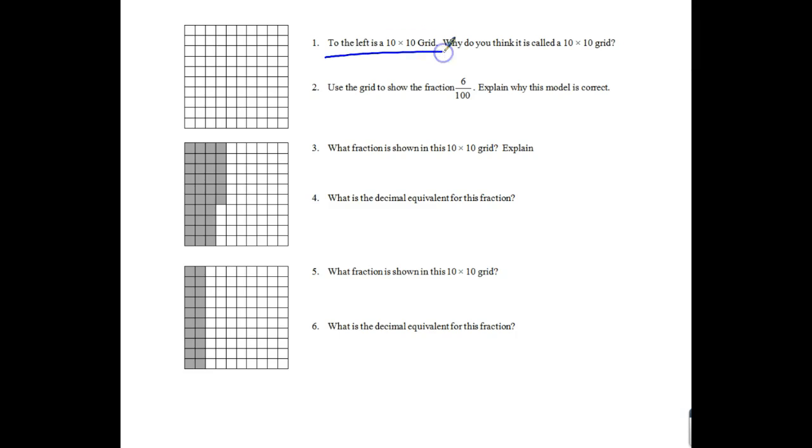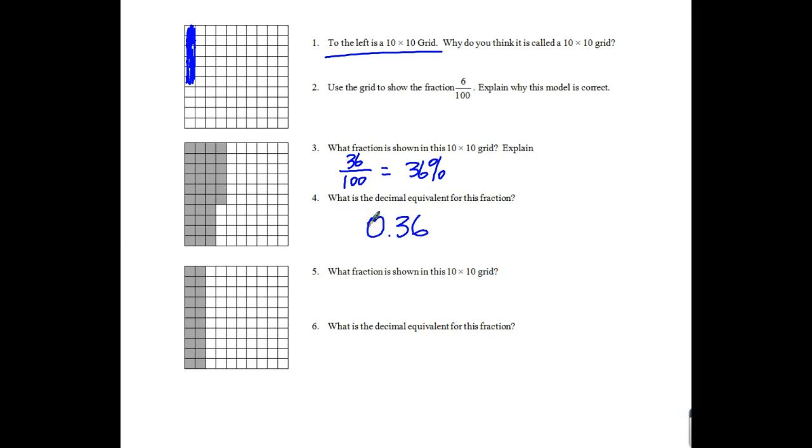This one, remind me, we'll talk about this in class. Use the grid to show a fraction for 6 over 100. Well, if there's 100 here, then I'm just going to shade in 6. I like to go down. All right, that looks like 6. What fraction is shown in this 10 by 10 grid? Each one of these is 10, so this is 1, 2, 3, and 1, 2, 3, 4, 5, 6. So this would be 36 out of 100, which is the same as 36%, which is 0.36.